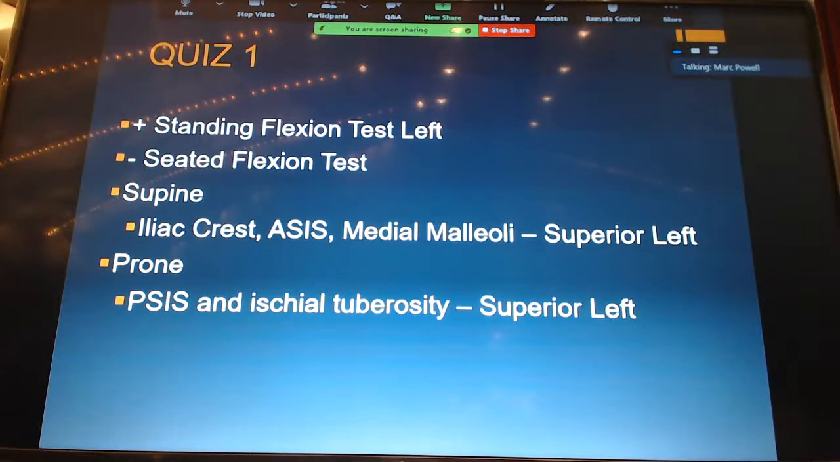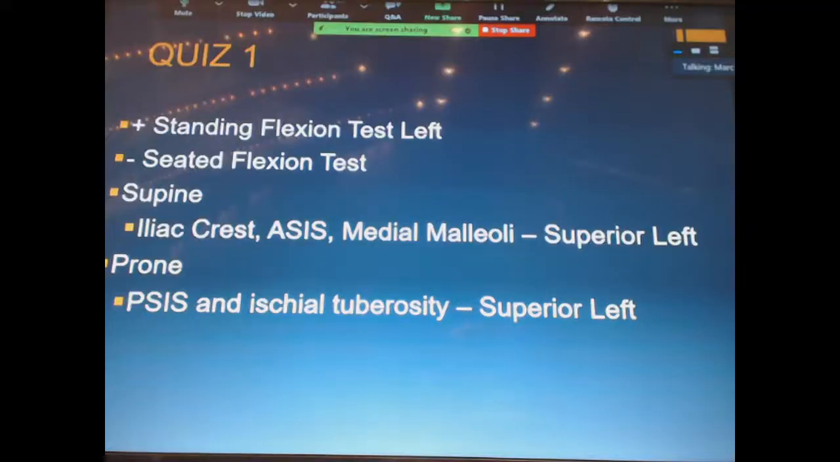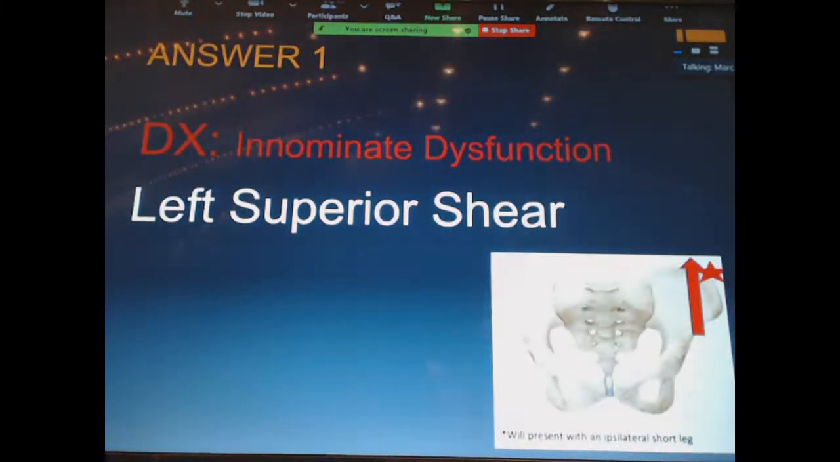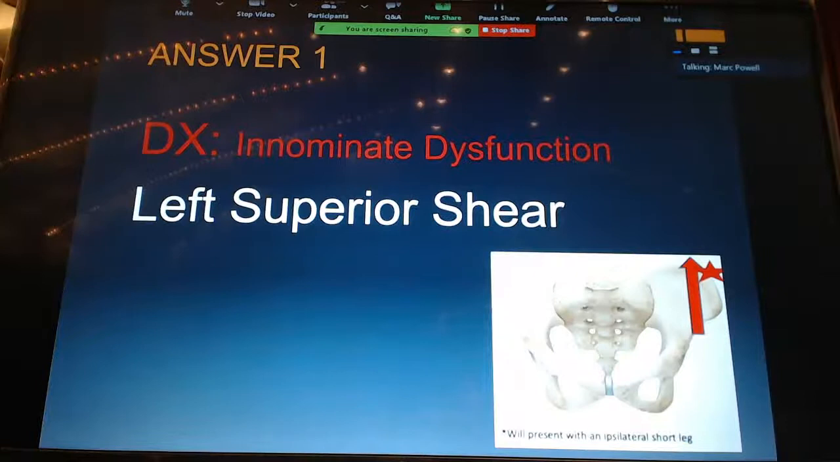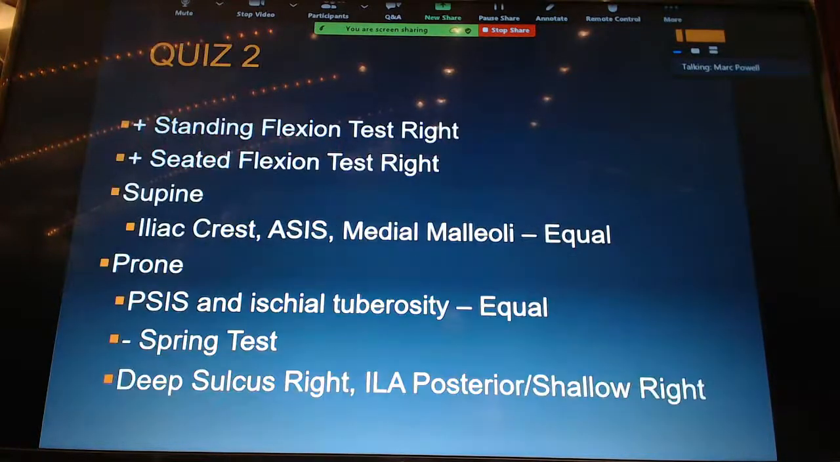So supine exam, your iliac crest, ASIS, medial malleolus are all superior on the left. Now prone. Your PSIS and ischial tuberosity are all superior on the left. Your diagnosis is what? Upslip, right? Absolutely. Remember, it's your left side, right? There you go. So, left superior shear, upslip, whichever way you want to call it. Good job. Do the fingers help? They're going to help in a minute, especially the last one. I threw in a curveball in the last one, so get ready for it.